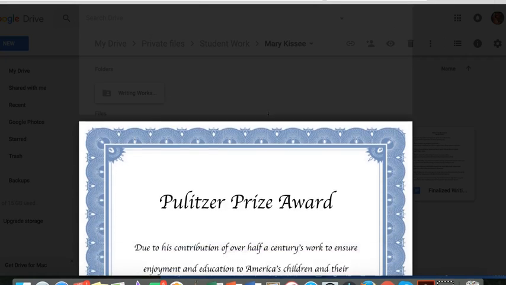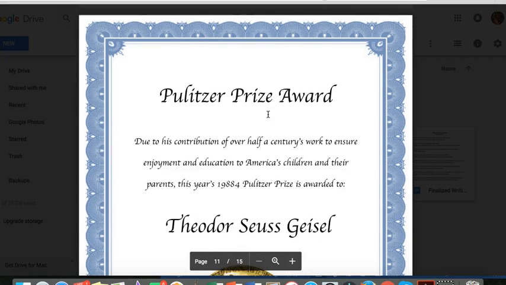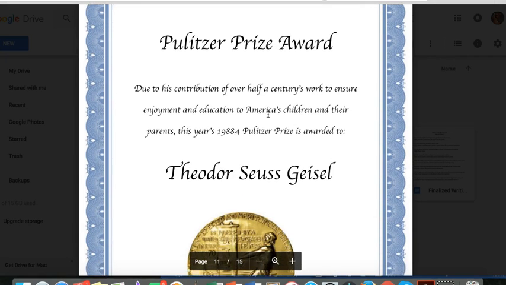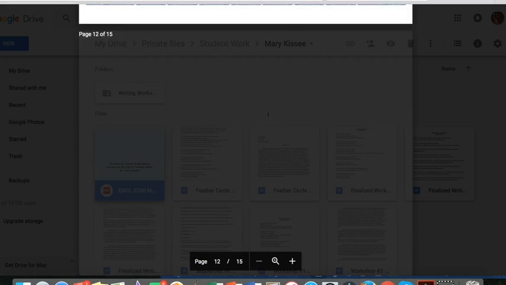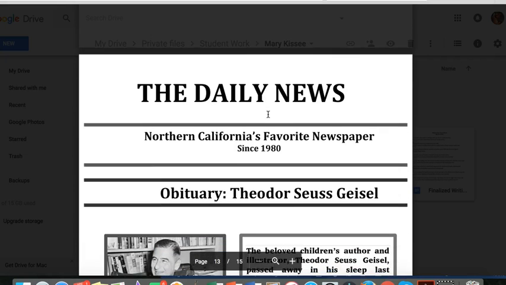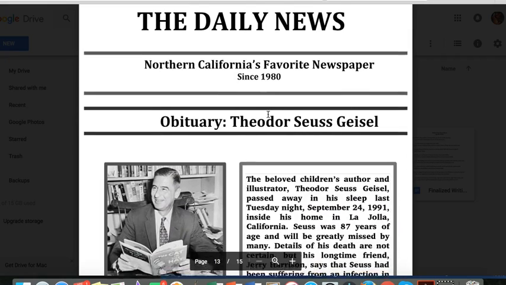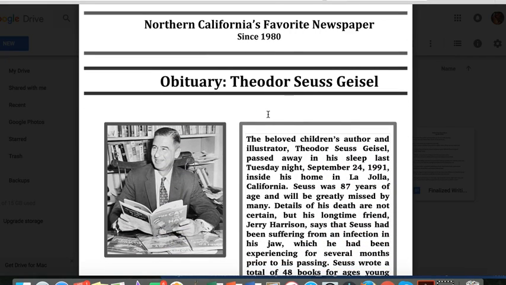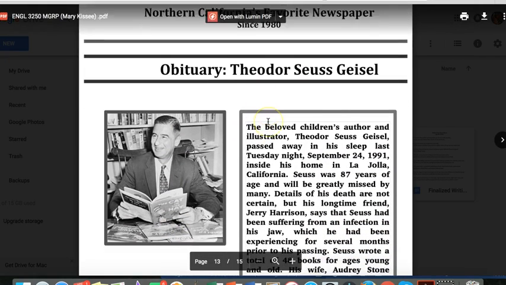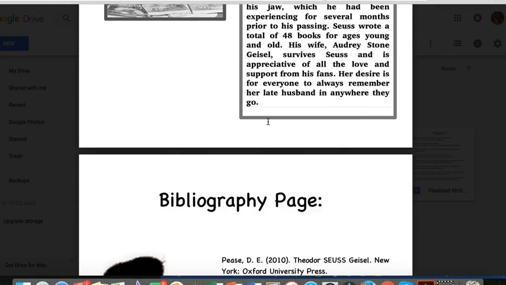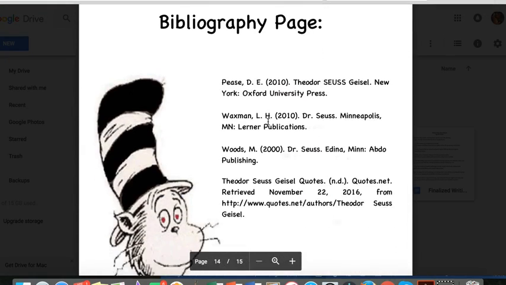Oops, there was a problem. I don't know what happened there. He won the Pulitzer Prize, so she included a Pulitzer Prize award. She did a newspaper about him, and this was an obituary. She wrote this newspaper, and she wrote the obituary, and then this was her bibliography page.